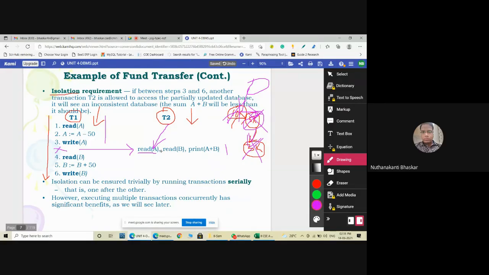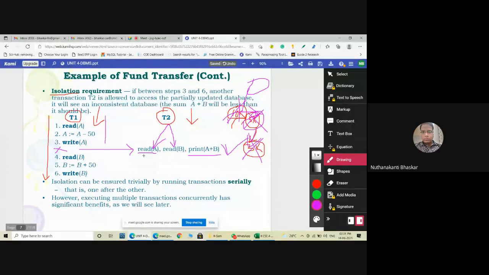Please understand this, then only can we understand transaction management. Now read A, then read B. B is not held by T1, right? In this period, B is not accessed by T1. Then print A plus B, so it will succeed. Now this T2 is not depending on T1. Yes or no? T2 transaction is not depending on T1.